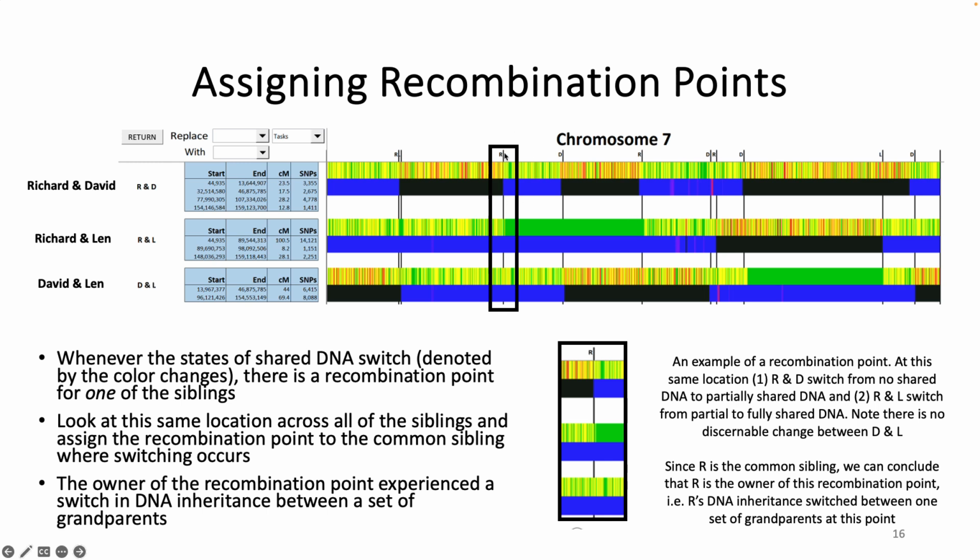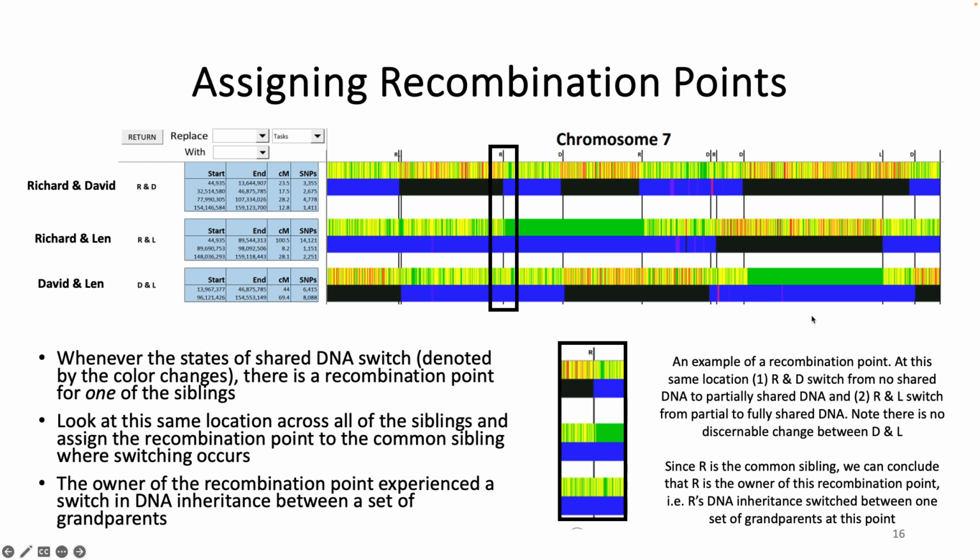It's very clear that there's a recombination point right here, and I've highlighted it up close here. There's clearly a recombination point because it goes from black to blue, and here it goes from yellow to green. But the question is, who owns it? Who is the one who is changing inheritance from one grandparent to another? And how do we do that? The owner of the recombination point is the one who is the common sibling where switching occurs.